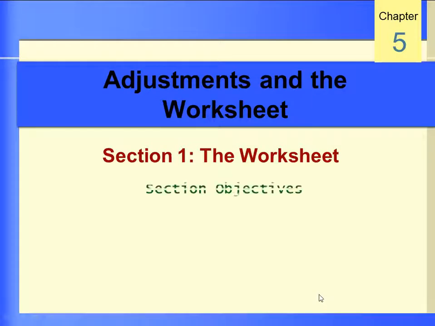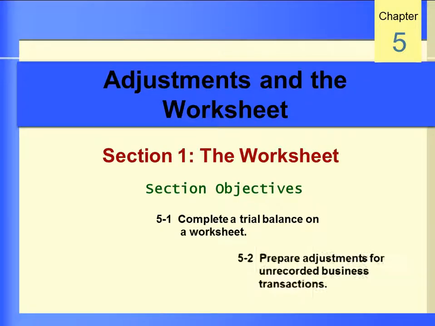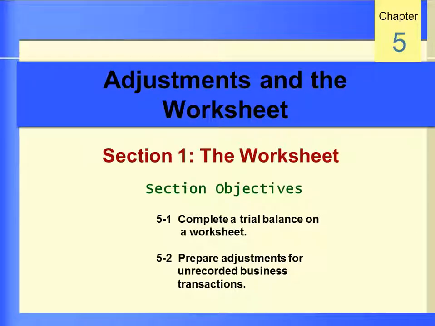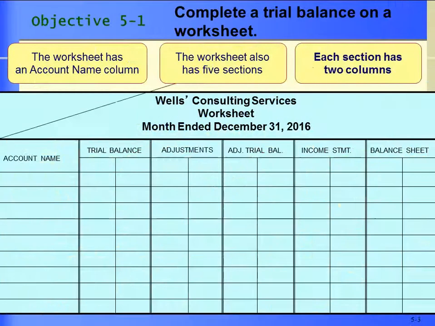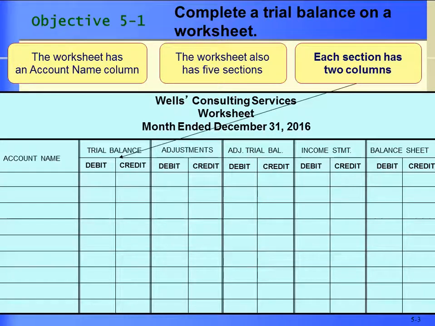So our learning objectives or section objectives: complete a trial balance on a worksheet and prepare adjustments for any unrecorded business transactions. These are called adjusting journal entries. So right here, this is an example of a worksheet.